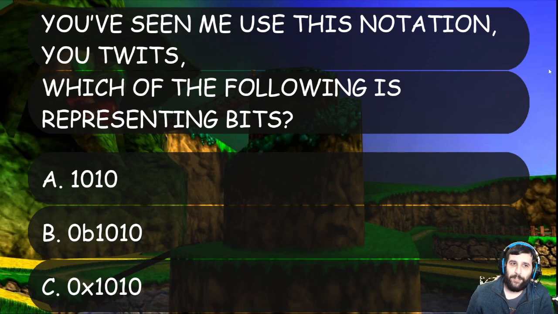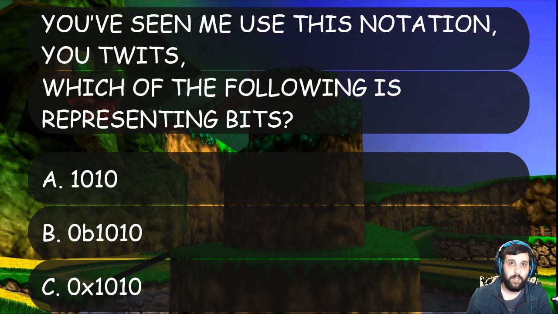You've seen me use this notation, you twits. Which of the following represents bits? No, I'm not going to do the cringy voice, but you've seen me use this notation, you twits. Which of the following is representing bits? So, in this case, we are looking for notation, not value, because technically these are all numbers. So, we have 1010, we have 0B1010, and we have 0x1010. I'm gonna give you 5 seconds.